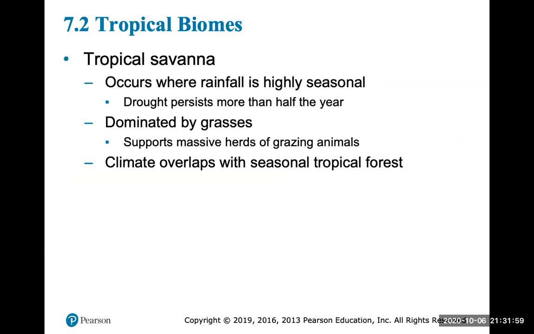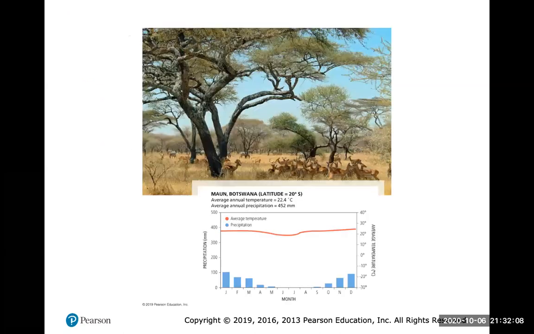The tropical savanna is dominated by grasses. Rainfall is highly seasonal. The drought persists for more than half of the year. The climate overlaps with the seasonal tropical forest. And an example here is in the African country of Botswana.